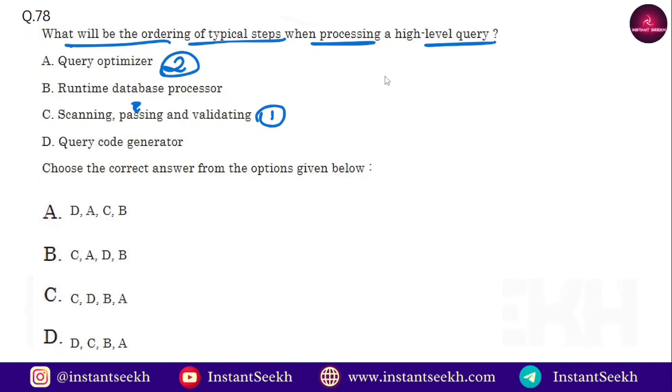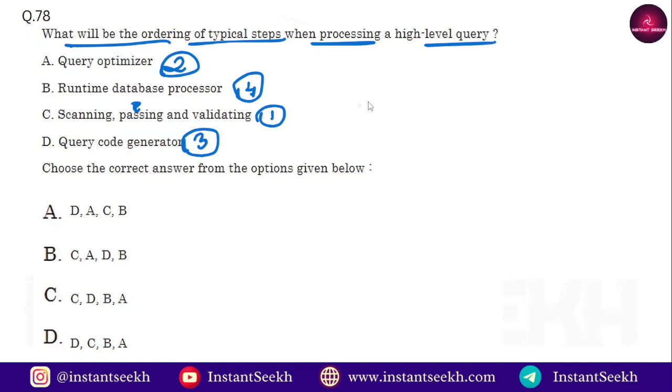query. After this, the query code generator is the next step. What is done here? After optimization, the query code generator translates the optimized query plan into executable code. And at last is the runtime database processor that executes the generated code to retrieve the required data from the database.